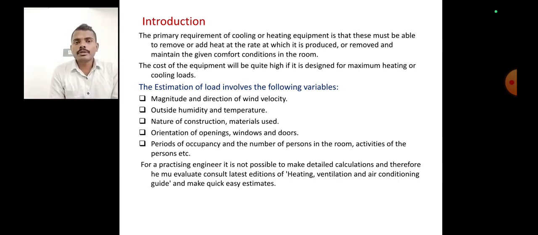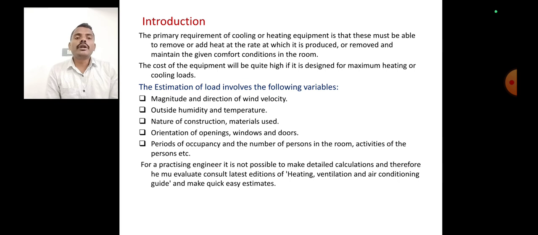What are the external variables affecting the cooling load calculations? The first one is the magnitude and direction of wind velocity. Suppose in the outside atmosphere the wind velocities are high. High wind velocity means the heating on the wall of the room is reduced, because with high wind velocity there is more convection heat transfer. The heat from the walls is transferred to the atmospheric air. The load from the direct wall of the room is reduced.